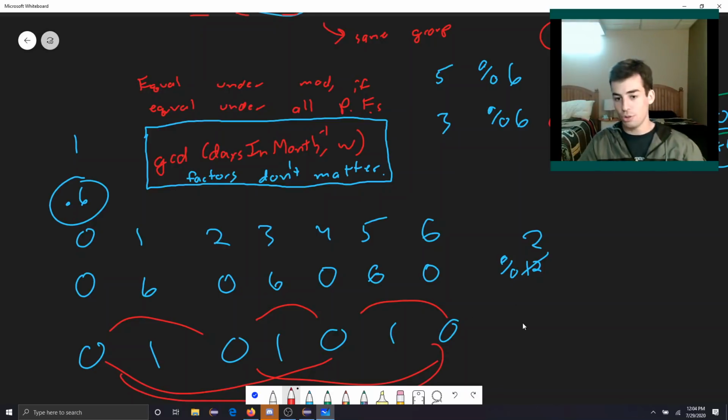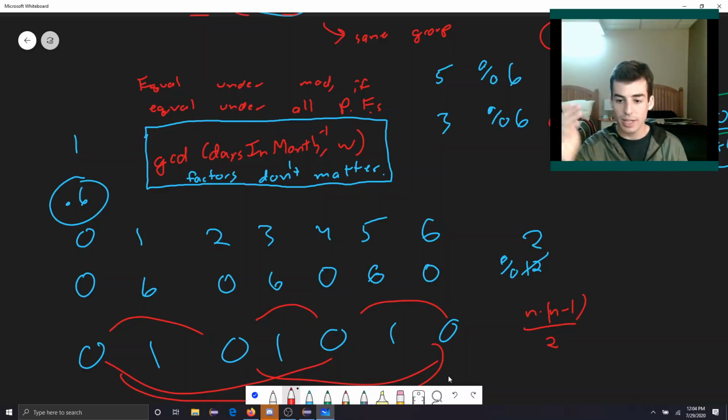So the number n choose 2 is just n times n minus 1 over 2. So if we figure out how many zeros there are, how many 1s there are, how many 2s there are, how many 3s there are, we can iterate through each of those and do n choose 2. There might be a lot of things to iterate through though, so we have to be careful with that.